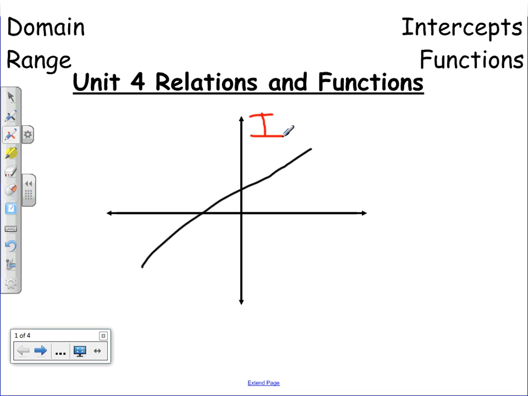Next thing, what's range? If domain is your x values, what's range? Y. Your y values. Oh, killed that, Dawson. A simple way to remember that is just go alphabetical order. So domain is X and range is Y. Alphabetical order.